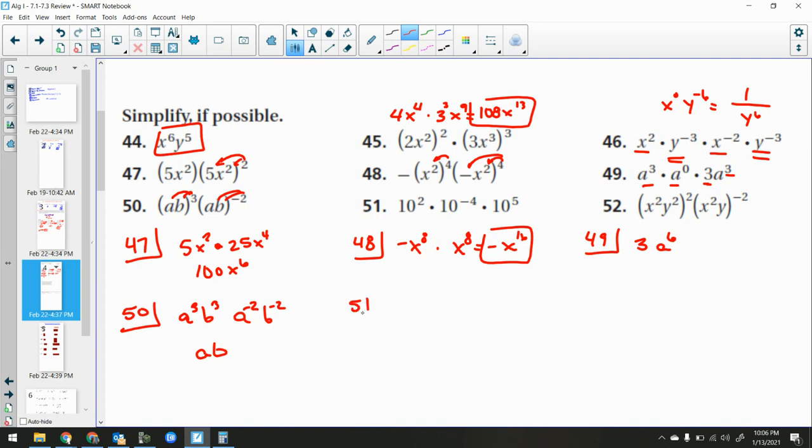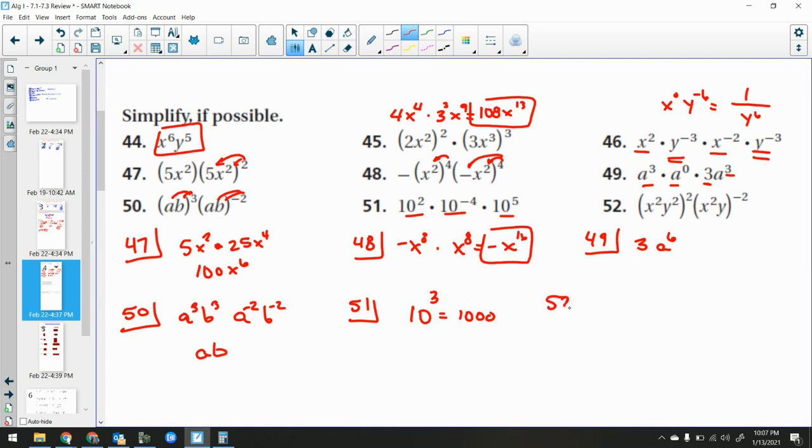Number 51, okay, powers of 10 here. I see they're all base of 10, so I add them all up. I add up all the exponents. 2 plus negative 4 is negative 2, plus 5 is positive 3, 10 to the 3rd. Or if you wanted to, 1 with 3 zeros, 1,000.